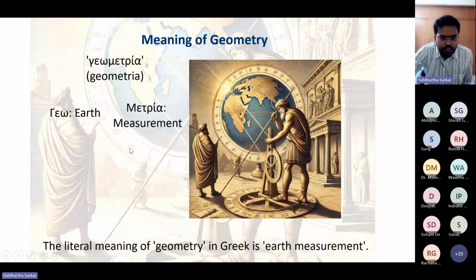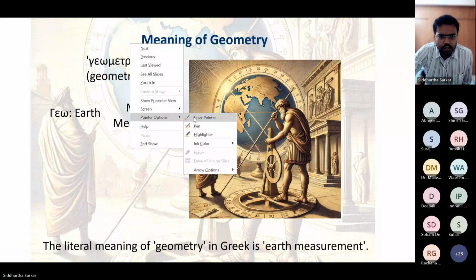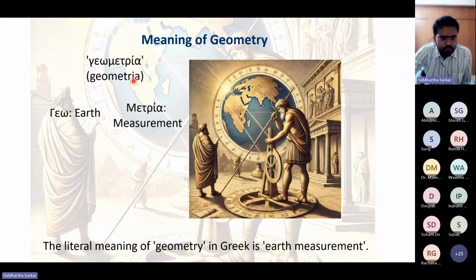I think I can take a pointer here. Right. So my pointer is visible, right? Yes.